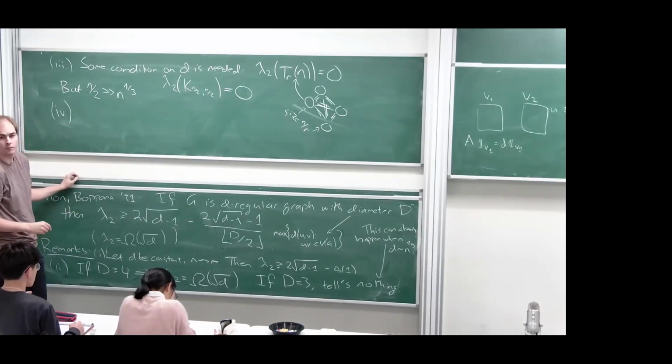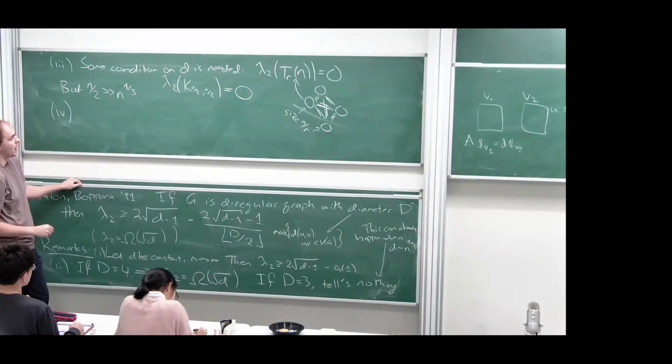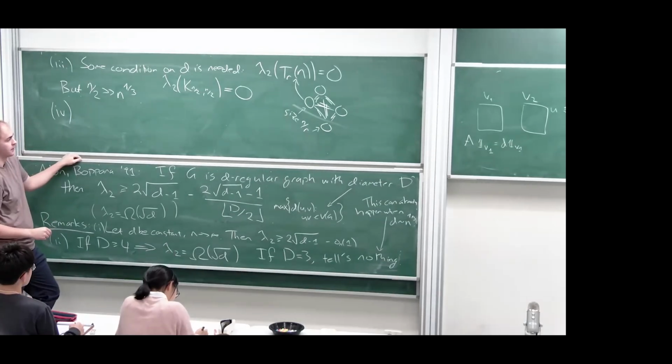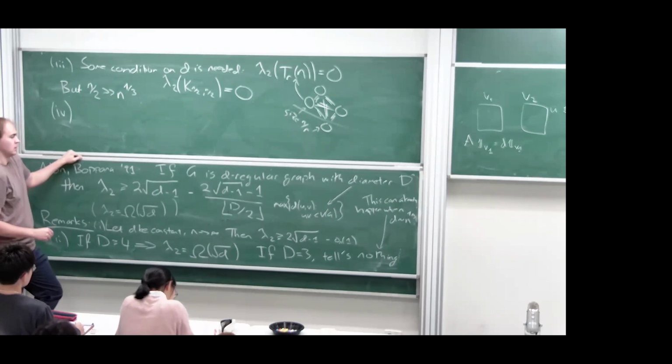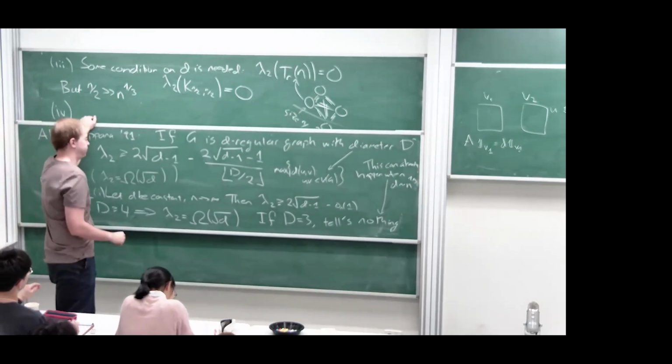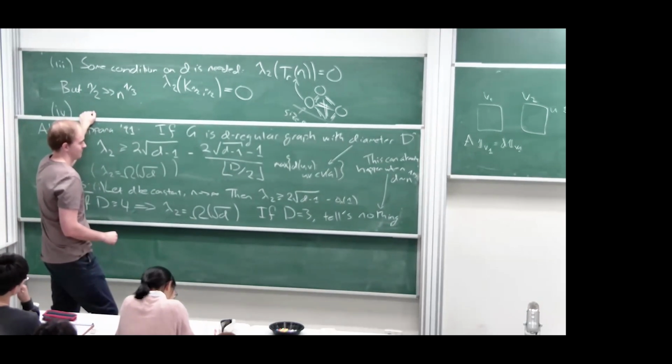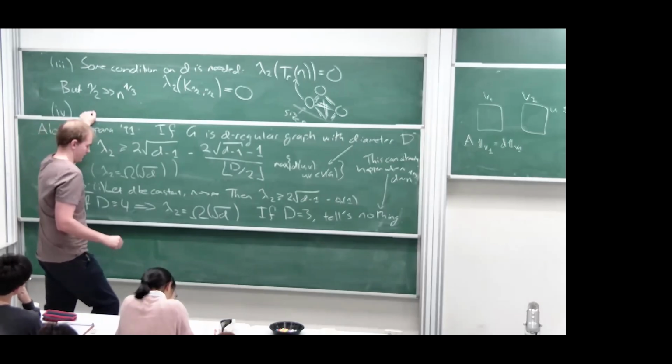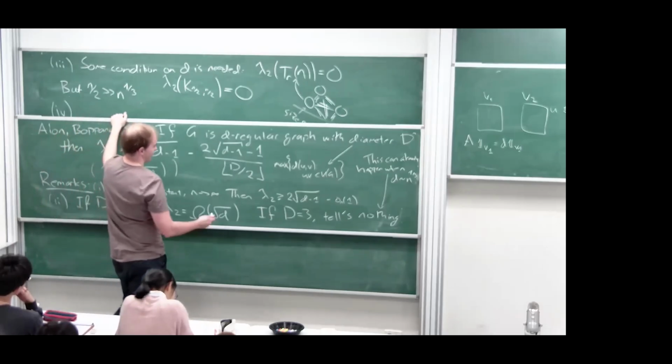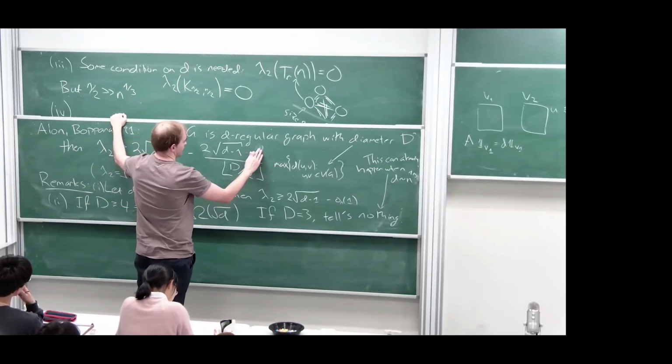What is this? Is remark number 3 contradicting the statement of Alon and Boppana? No, because for the complete bipartite graph, the diameter is 2. Yeah, maybe I have my constant off.